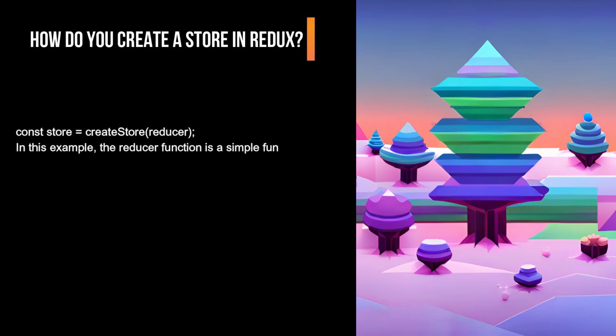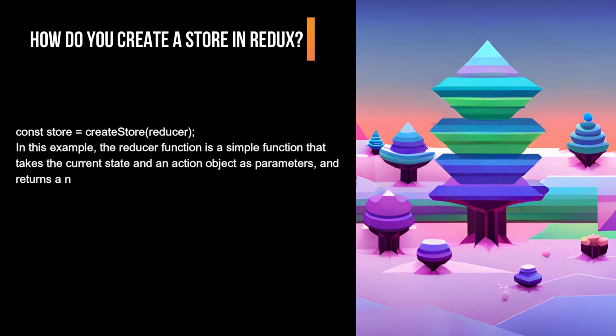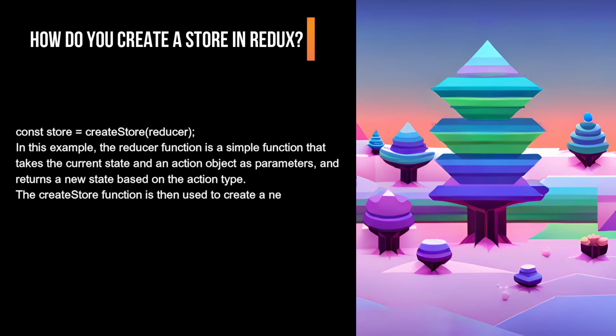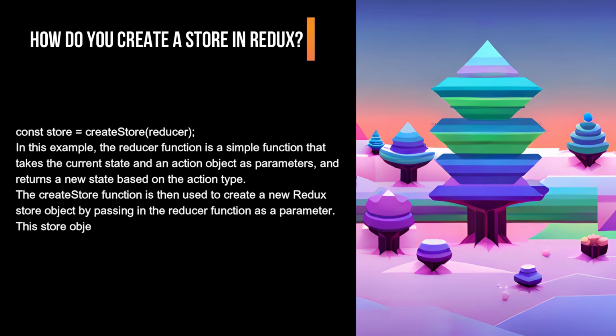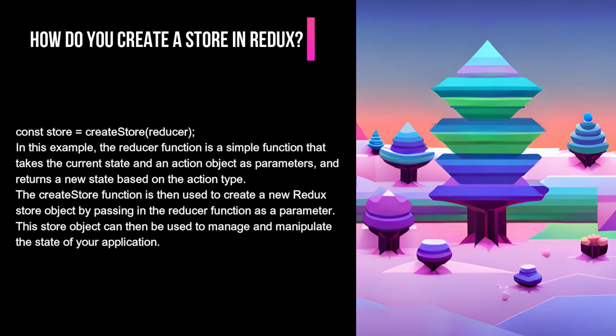In this example, the reducer function is a simple function that takes the current state and an action object as parameters and returns a new state based on the action type. The createStore function is then used to create a new Redux store object by passing in the reducer function as a parameter. This store object can then be used to manage and manipulate the state of your application.